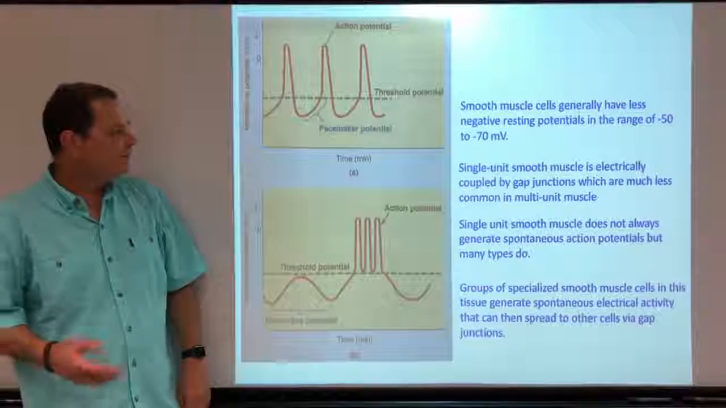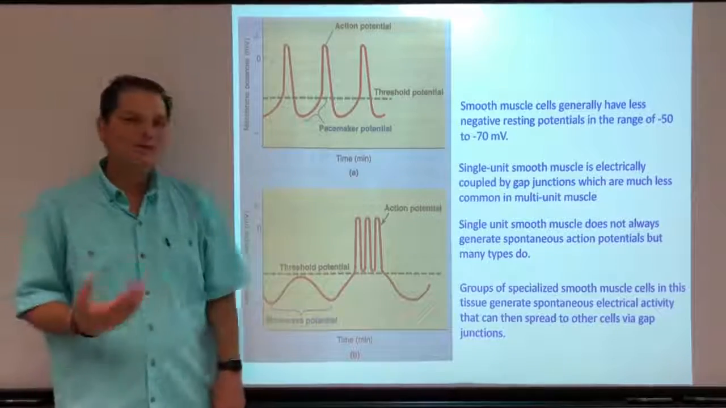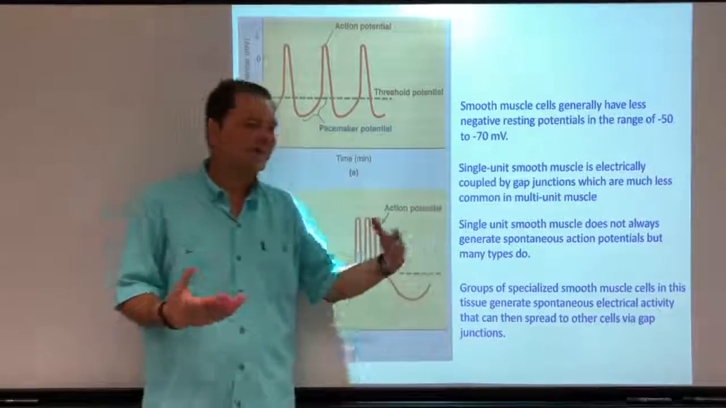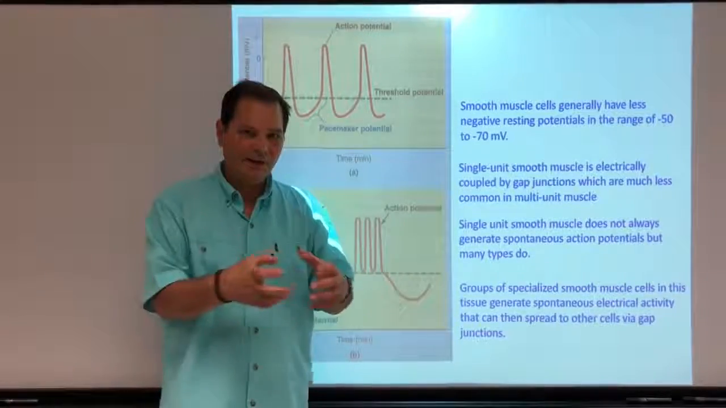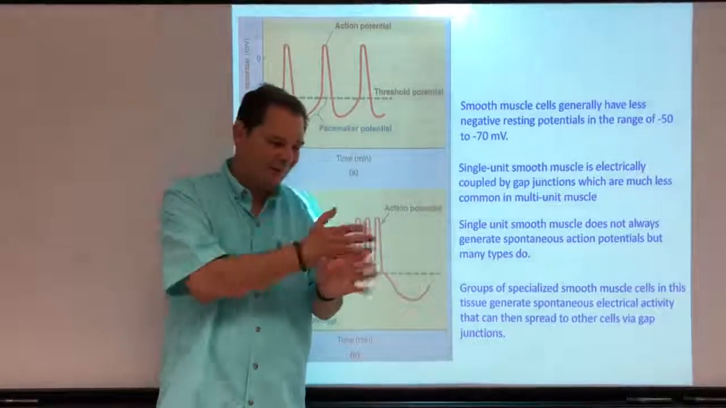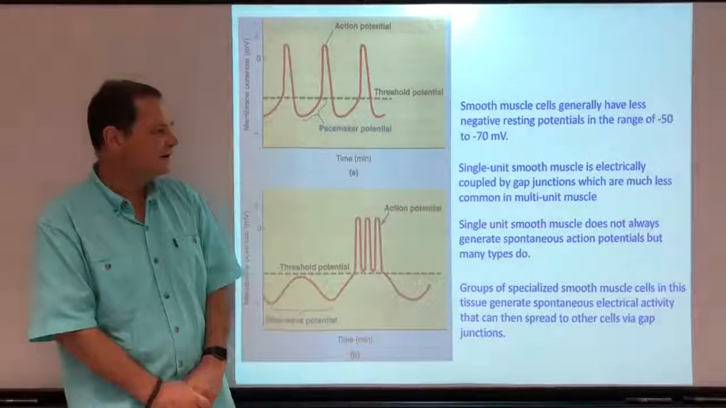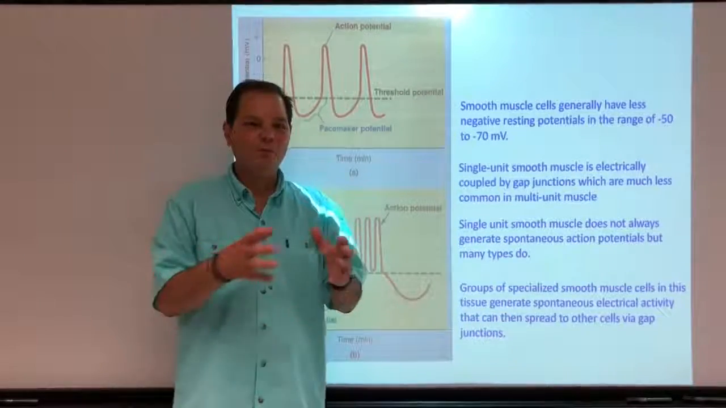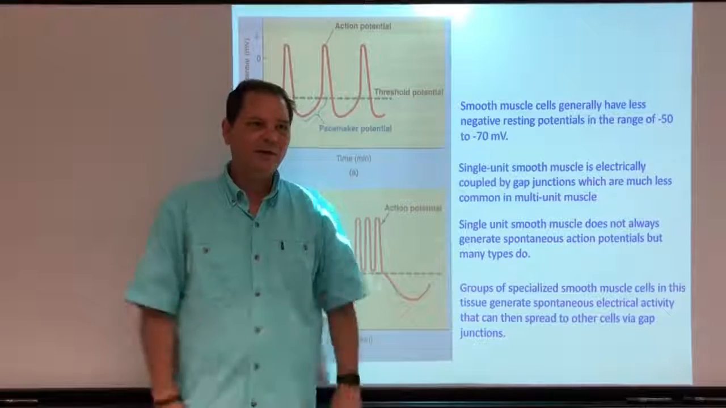Single unit smooth muscle is electrically coupled by gap junctions, which are much less common in multi-unit muscle. In single unit muscle, in theory, all your smooth muscle acts together. That connection from gap junctions allows your action potential to propagate from cell to cell, so it acts as a functional syncytium. Multi-unit muscle has fewer gap junctions, so less so, more independent units operating.